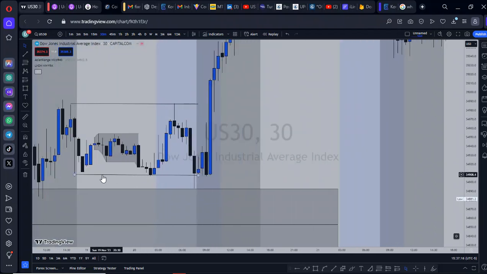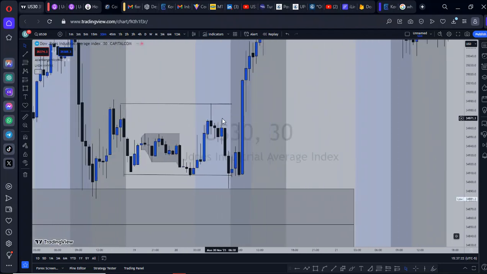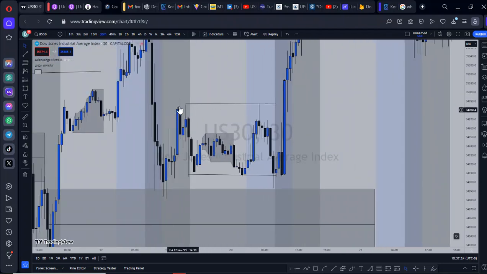Now London opened and printed liquidity for us, and also on the upside. That means we have a buy side liquidity pool and a sell side liquidity pool. Now New York opened. What did New York do? New York hunted London low, right?